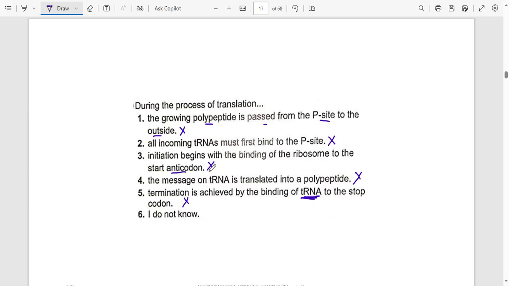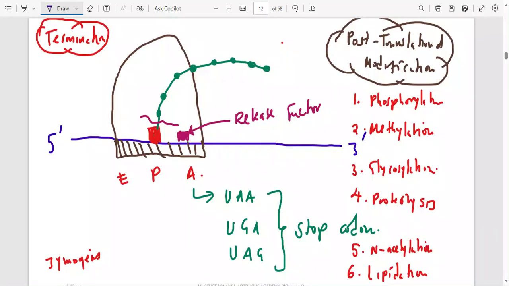There's nothing that is completely correct, if you think about it thoughtfully. But this should have been correct: the growing polypeptide is passed from the P site to the outside. It's not specific, but this statement is not fully wrong. After you've made your compound, if termination happens, it will now be removed. It is in the P site. Do you get that?